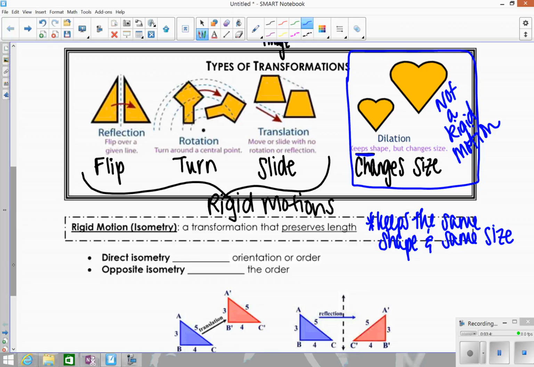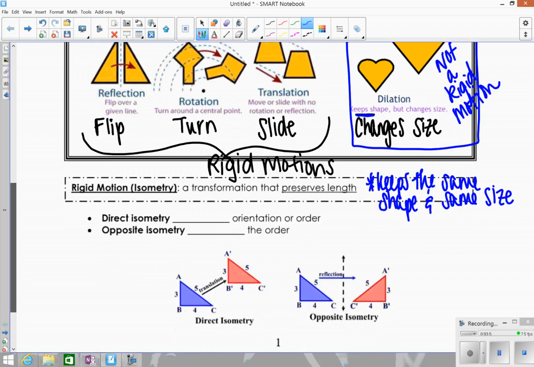There's 2 types of isometries. There's something called a direct isometry and then an opposite isometry. A direct isometry means that the orientation is going to stay the same. So when we talk about orientation, that's the order, which really means the order of the letters. So order of letters stays the same.